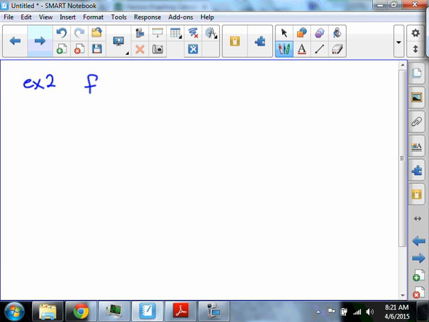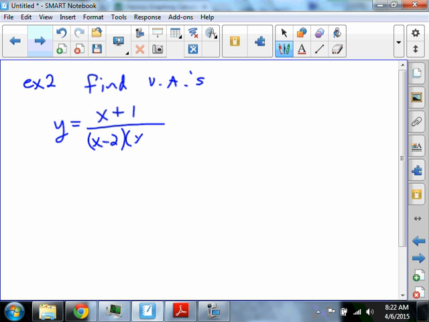Example 2, find vertical asymptotes. Okay, find vertical asymptotes for each of these. Actually, there's only going to be one. y equals x plus 1 over x minus 2 times x minus 3. Find the vertical asymptotes of that graph. Should take about 8 seconds. 7, 6, 5, 4, 3, 2.